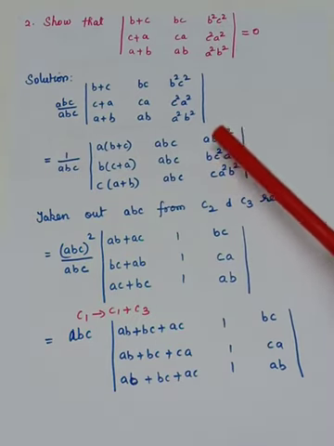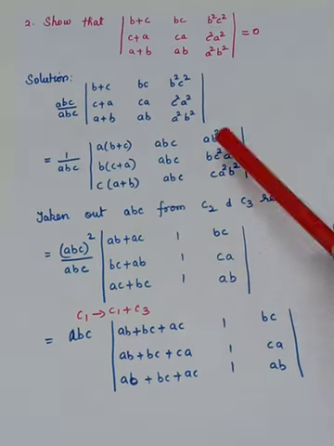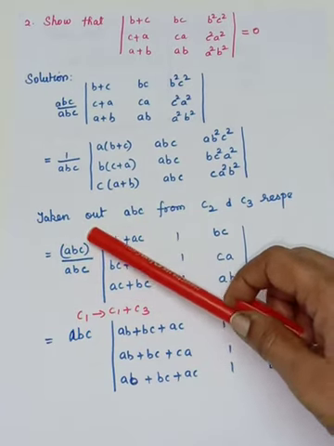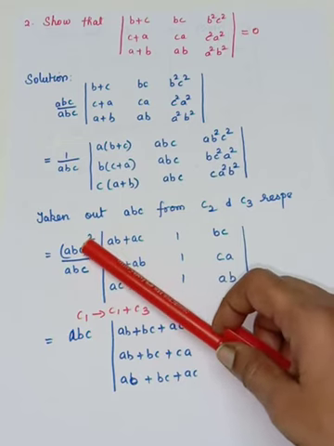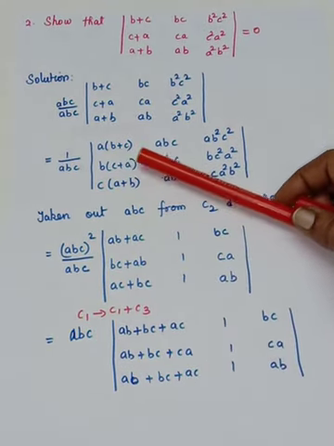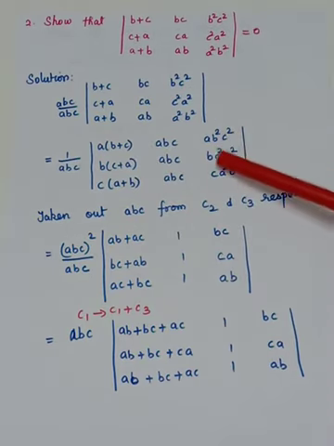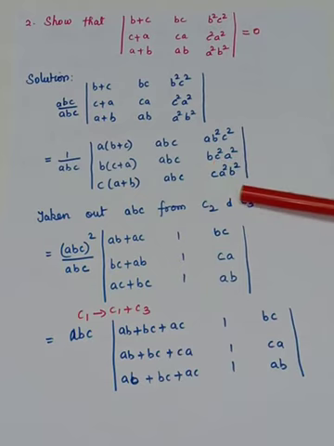ABC is common in the entries of C3. So from C2 you are going to take ABC out, and from C3 also you are going to take ABC out. Up here it is ABC the whole square, or otherwise you can write A square B square C square divided by ABC. If you take ABC out, what is remaining here? BC. Here you will have CA. Here you will have AB.